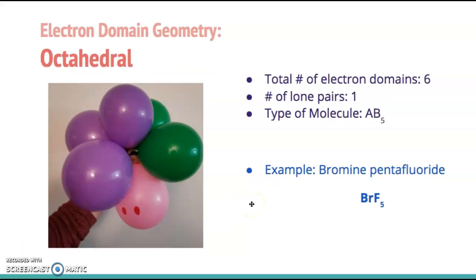Our next one is octahedral. So we have 6 electron domains. We have our central atom where all of the balloon knots connect. Then we have 1, 2, 3, 4, 5, 6 electron domains. One of them has a lone pair of electrons. Since there's 5 bonded locations, it's an AB5 type of molecule. An example of this would be bromine pentafluoride. So bromine would be in the middle here, 5 fluorines around it, and then 1 lone pair of electrons.